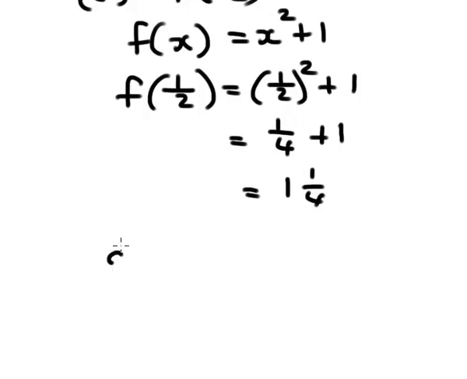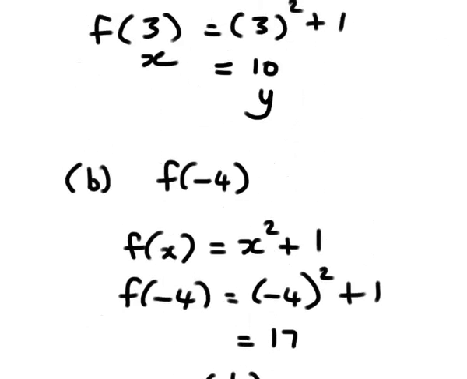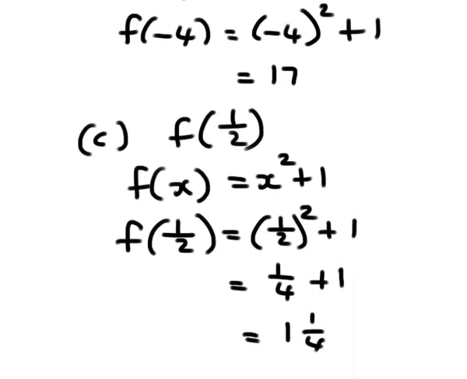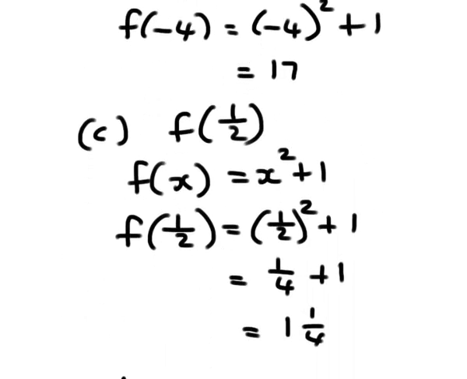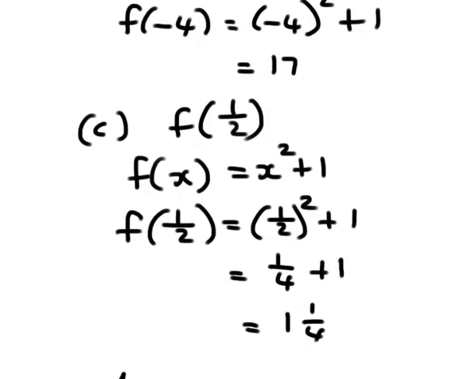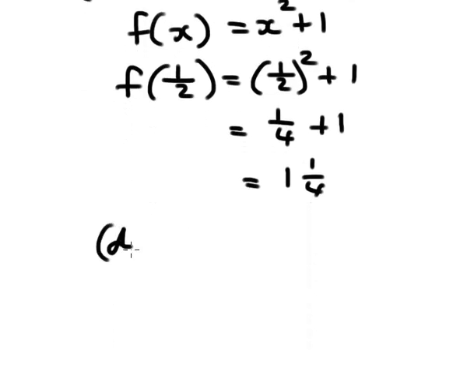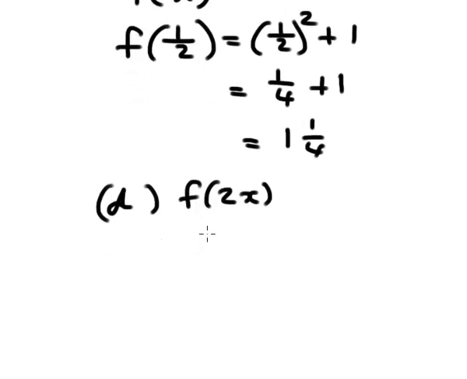Now let's get to number D. Let's just check that: we had A, B, and then C was f of a half. That's right, that's number C. So number D is f(2x). Now this is interesting, be careful with this. It's a typical calculus question in matric. You've got to work out f(2x).